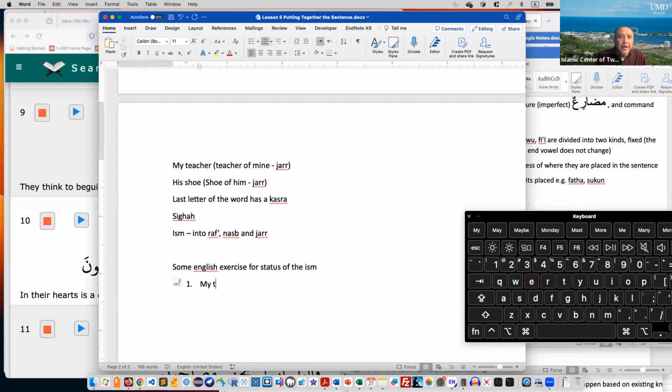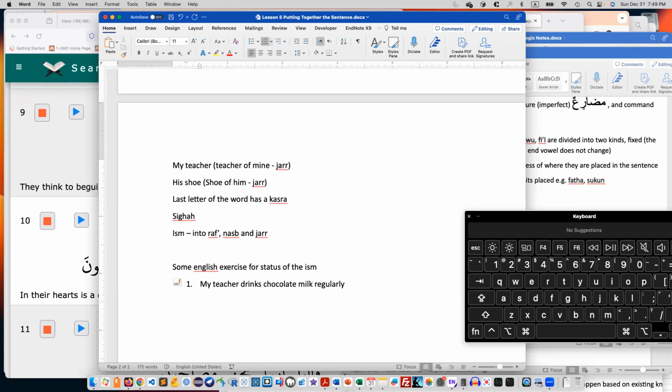Number one, my teacher drinks chocolate milk regularly. Now, I want you to use all the knowledge you know so far to break this sentence down into which one is isim, which one is fi'l, which one is harf. And then add to that, which one is rafa, which one is nasab, and which one is jar. So this is in English.